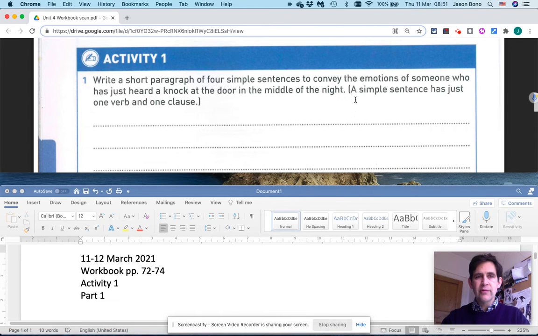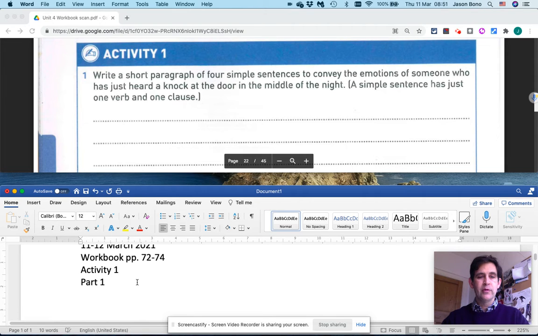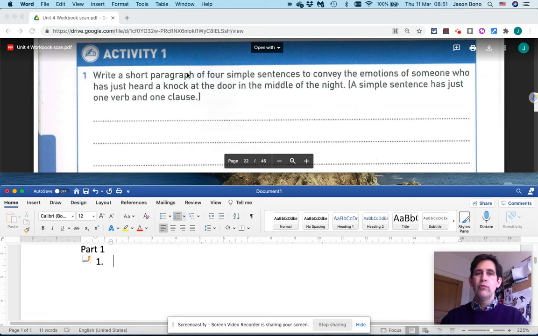Let's have a look at activity 1, part 1. I'm going to be making my notes down here at the bottom, and I'm going to write sample sentences. Obviously, you should not be turning in the same sentences I write, so do your own version, but hopefully this will help you hear a little bit of brainstorming about how to take on each one. Write a short paragraph of 4 simple sentences, keywords there, simple sentences, to convey, or communicate, the emotions of someone who has just heard a knock at the door in the middle of the night.